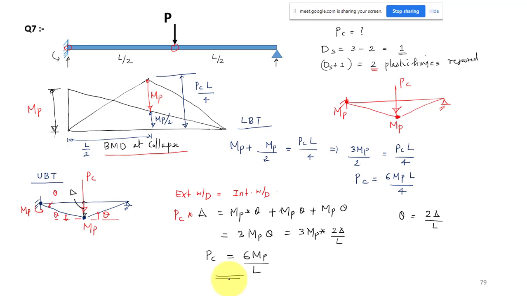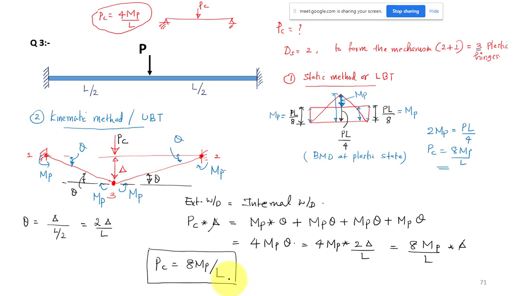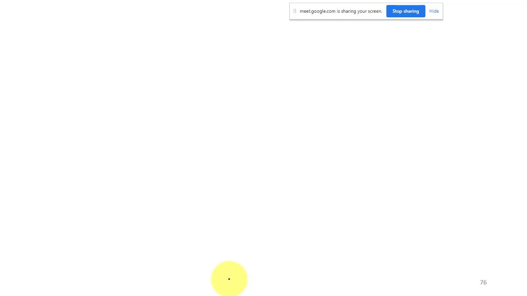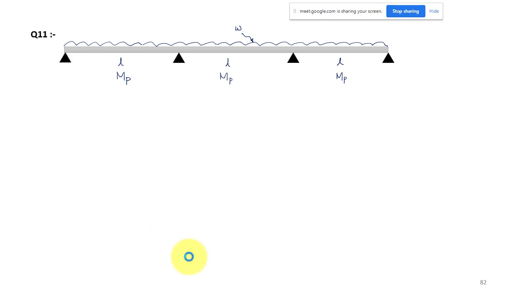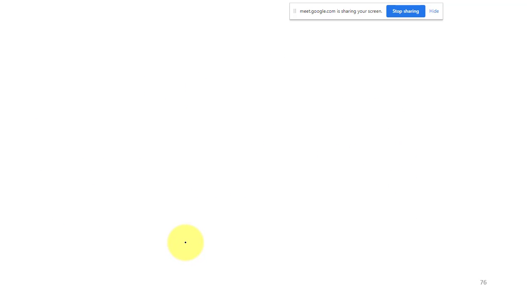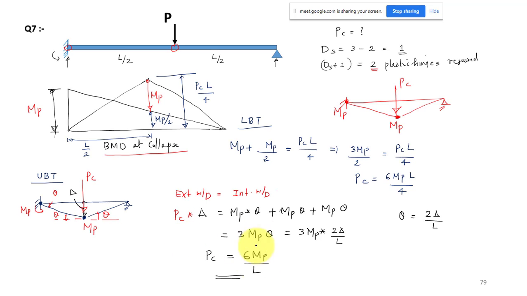Okay, I think we have done that for the fixed beam already. Let me take that fixed beam with constant load, 8 MP by L. All these standard results are very important, and you have to remember them. Let us compare the three cases for the same loading. Where is the question? Question number 7. Yeah, so this collapse load is 6 MP by L.